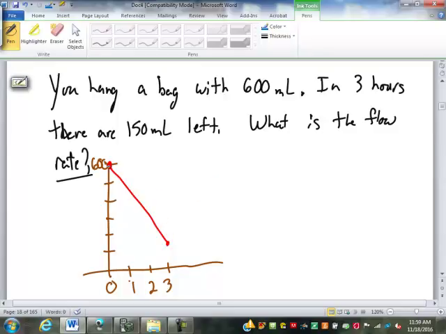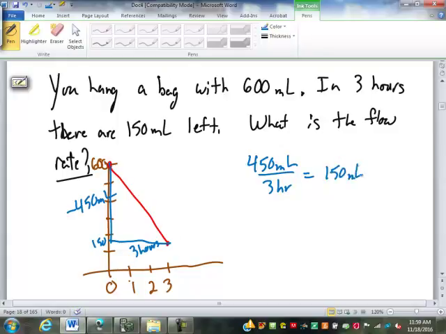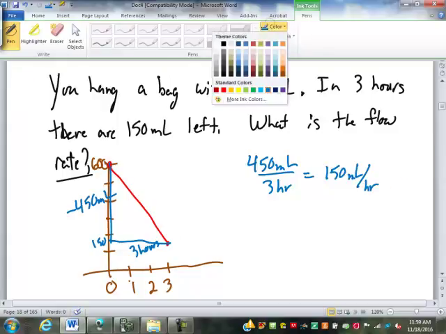If I want to know what the rate is, it is just the slope of this line. I could find the slope off the graph, drawing my rise and my run. This has gone from 600 down to 150, so that's a negative 450 milliliters in 3 hours. So the bag has emptied at 450 milliliters over 3 hours. The medication has flowed into the patient at a positive 450 milliliters over 3 hours. We divide that out to get 150 milliliters per hour.